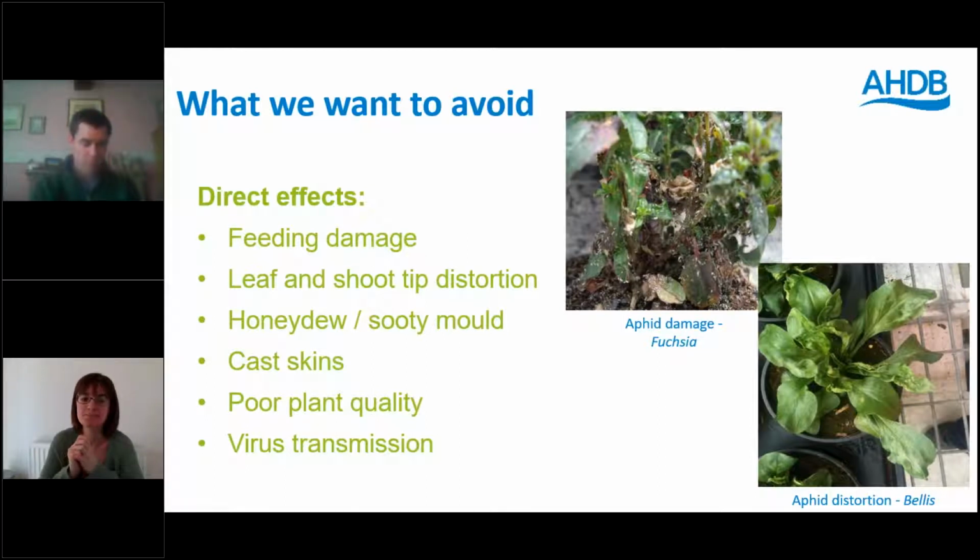So we want to make sure that we're not getting to that stage and really reducing the plant quality into something that's unmarketable. And something else to bear in mind as well is virus transmission. Not just with aphids, but with other sucking pests, there is the potential that viruses can be transmitted from pests moving from one crop to another. That's something to bear in mind, because obviously we're not going to want viruses being transmitted among plants. So keeping on top of aphids and keeping on top of pests in general will help minimise the risk of virus transmission within the crop.